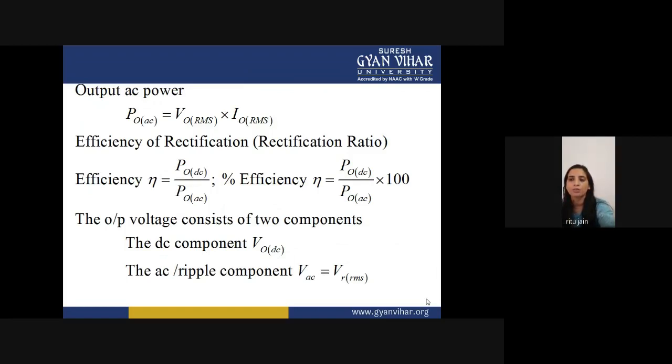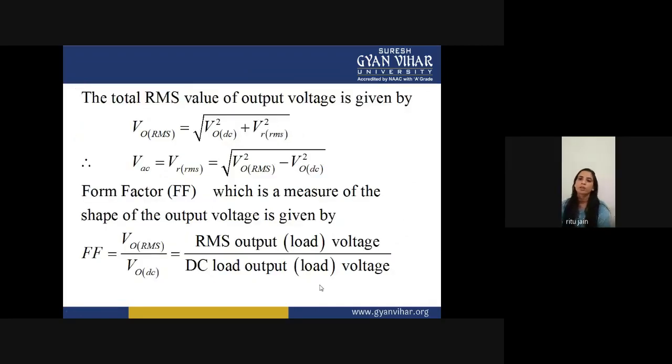So the formula of efficiency of the rectifier is equal to P output DC upon P output AC, that is your percentage efficiency, and eta is equal to P output DC upon P output AC into 100. So the output voltage consists of two components, the DC component and the AC or ripple component. So the DC component is your output DC voltage, and the AC output voltage or ripple component V AC is equal to V RMS.